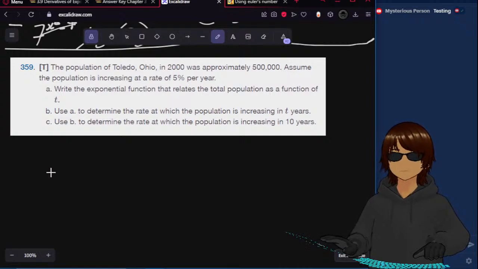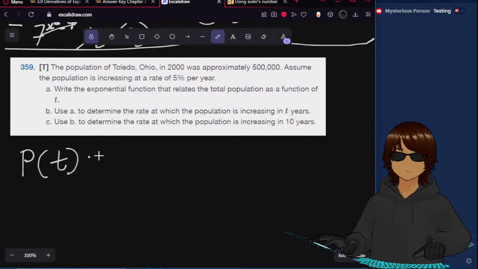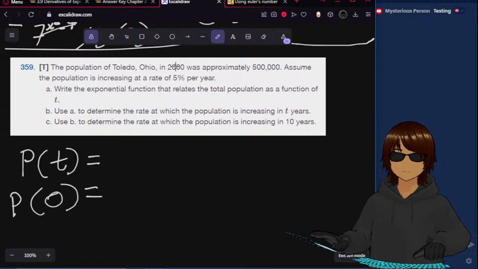So population at time t is right. So p0, hold on, in 2000 was approximately 500,000. Assume the population is increasing at a rate of 5% per year. Write the exponential function that relates the total population as a function of t. What is t? T as in number of years after 2000.